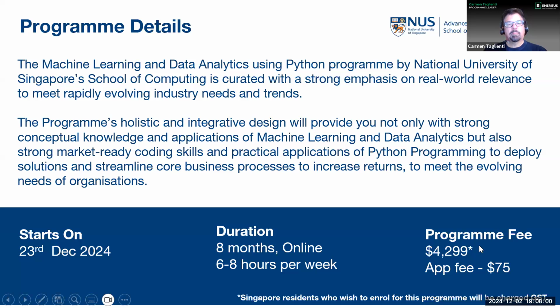The program fee is 4,299 US dollars. Plus, for the Singaporean residents who currently reside in Singapore, there is a 9% GST which is also applicable. But first, you have to fill up an application form. There is an application fee of $75 plus GST. You have to fill up your application form, go through the screening process, and then you can go ahead and finalize your seat by paying the tuition fee for the course.